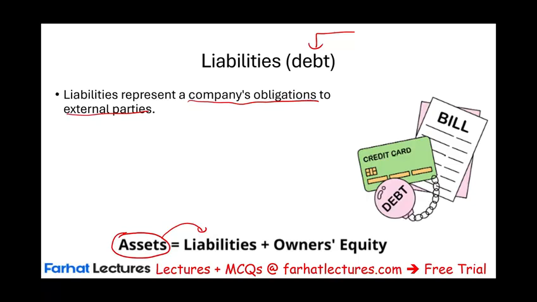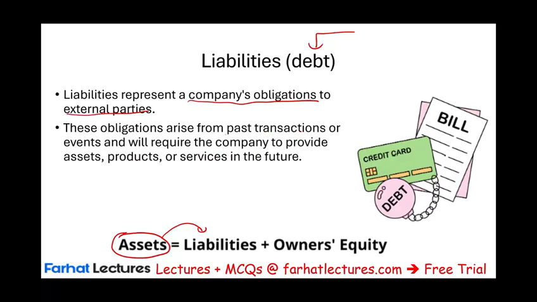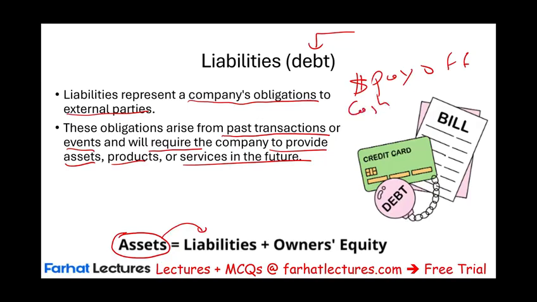Think about it. If you have a debt, it's because something happened in the past, and you owe someone something. That's what liabilities are. These obligations arise from past transactions or events. And when you have a liability, think about what's expected of you. You are required to provide an asset, product, or services in the future. If you have a debt, what do you have to do in the future? You have to pay off this debt. Usually you pay it off with cash. Now certainly you can give the debtor some product, or you can provide them a service, but 99% of the time you pay off your debt with cash.